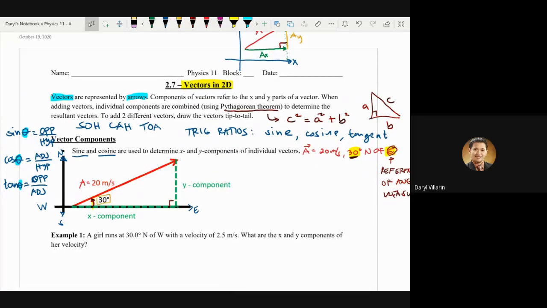Now, if you want to get the x and the y component of your vector A, you just make use of your trig ratios. Again, if you can see here, this is a right-angled triangle, so you can assign the different sides. Remember that the longest side will always be the hypotenuse.